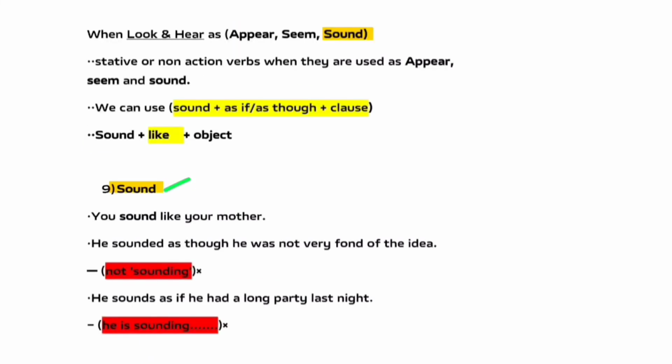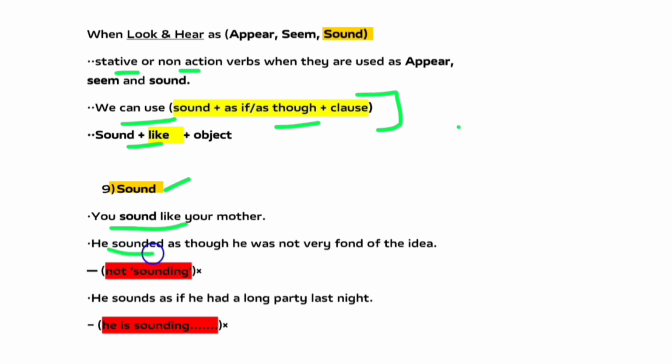Let's see the verb sound. Like appear and seem, the verb sound is also a stative or non-action verb. You can use sound with the following structure: sound followed by as if or as though and a clause, or sound followed by like and then an object. Let's take the sentence, you sound like your mother. It means your voice or way of speaking is like your mother. And I don't think you have ever heard anyone saying you are sounding like your mother. I mean, it sounds weird.